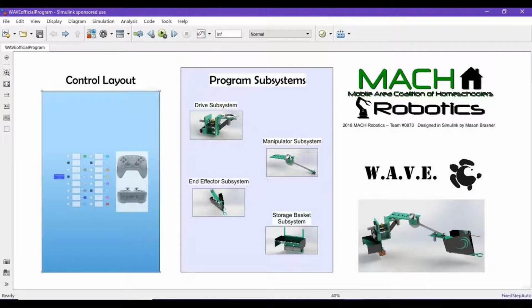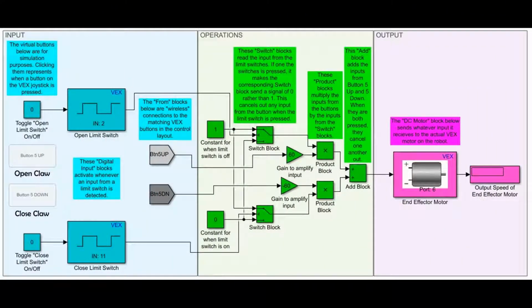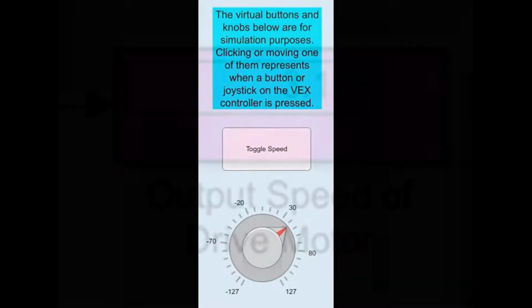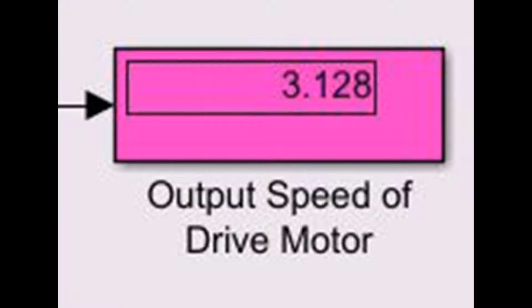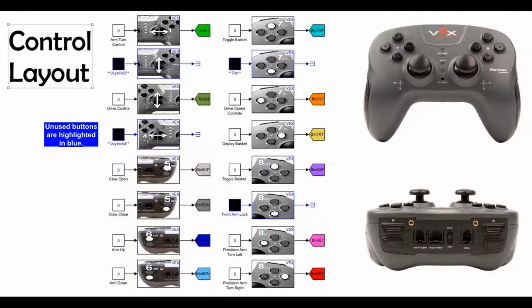Our team used Simulink to program our robot, the Wireless Aquatic Vehicle Entity, due to its simple format and powerful capabilities. Our program was organized into multiple subsystems that allowed for easy navigation. In addition, input, operation, and output sections of the code were all color-coded and labeled with detailed explanations. Lastly, virtual buttons and knobs along with output display blocks allowed us to simulate the code before deploying it to the robot. Our controller layout subsystem organized and labeled all VEX controller inputs.